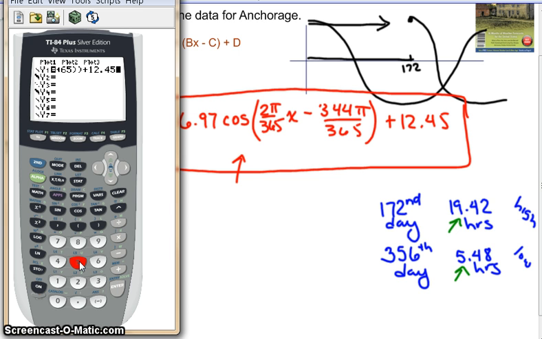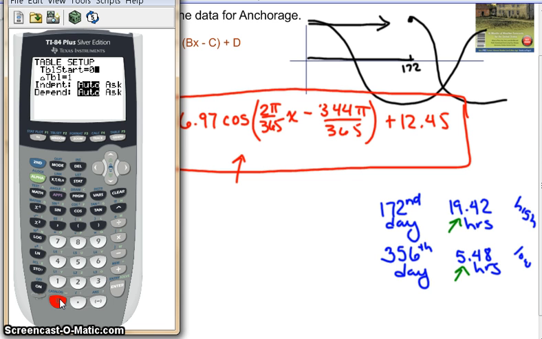Since I've got this equation entered into my calculator, I want to look at a table of values. To look at a table of values, I come back up to this second button and I hit second window. There it is. I tell the calculator where I would like this table to begin. Let's begin this table at 0.